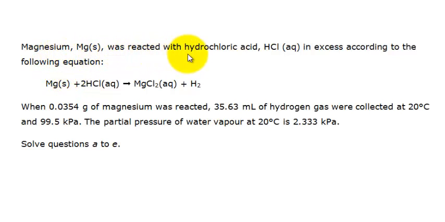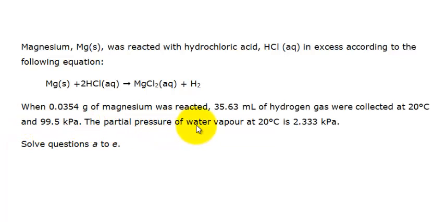Magnesium was reacted with hydrochloric acid in excess according to the following equation. 1 mole of magnesium reacts with 2 moles of hydrochloric acid to produce 1 mole of magnesium chloride and 1 mole of hydrogen. When 0.0354 grams of magnesium was reacted, 35.63 milliliters of hydrogen gas were collected at 20 degrees Celsius and 99.5 kilopascals.